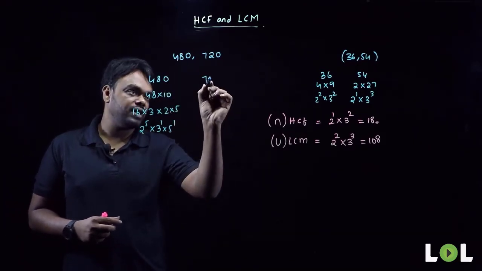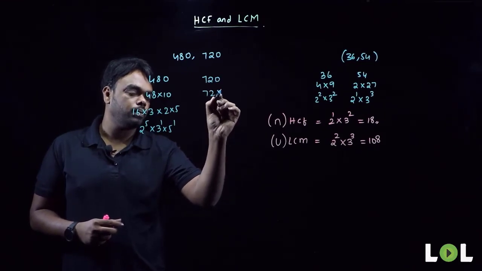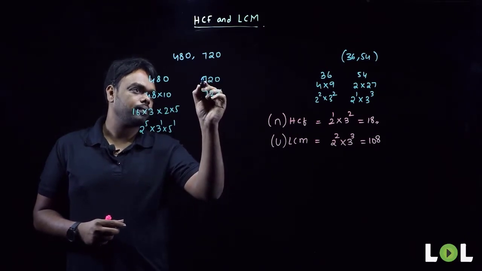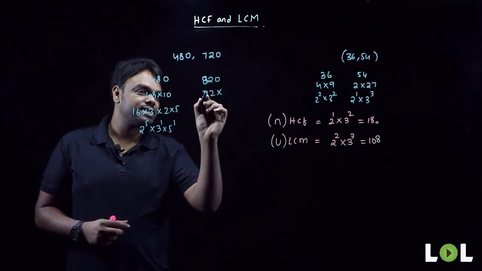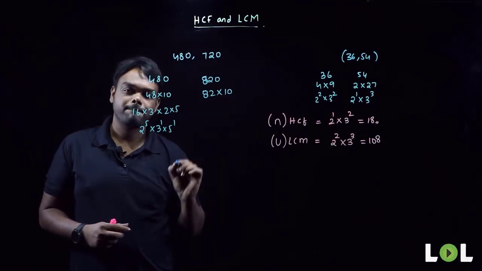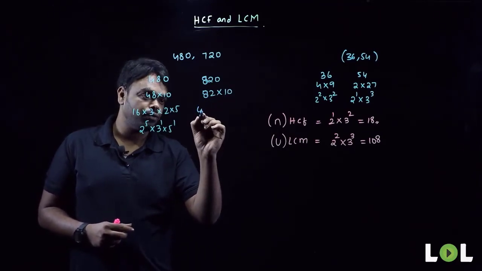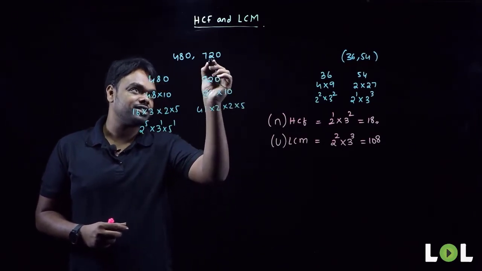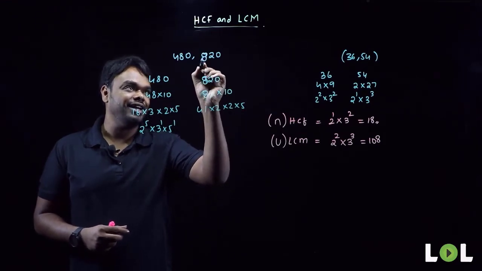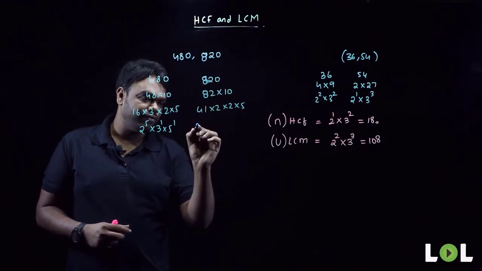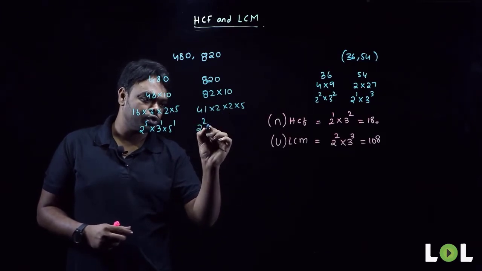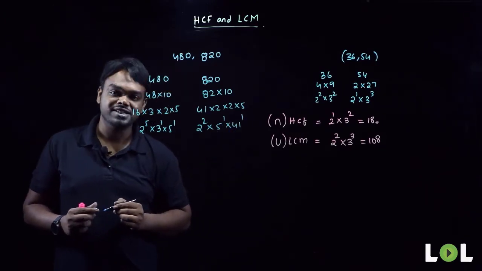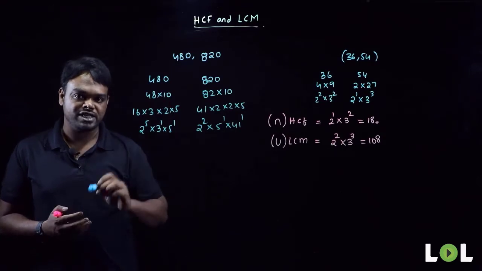Now for 720, let us take some other number instead of 72. If I take 820, this can be written as 82 into 10. Now what is 82? 41 into 2, and 10 is 2 into 5. I changed the number; instead of 720, I'll be taking 820. Now if I factorize this finally, it is 2 square into 5 power 1 into 41 power 1. That is the factorized form of 820, and we have the factorized form of 480 as well.